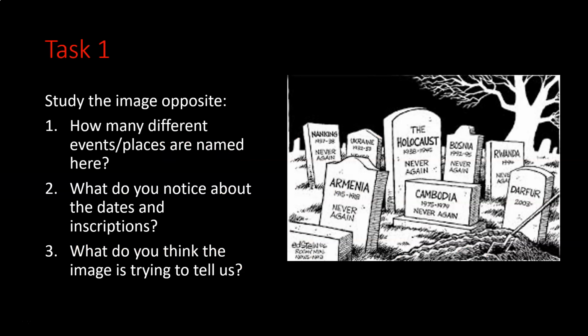So task one for today, what I want you to do here is there's an image there, a very famous image that looks at trying to represent genocide and what genocide is. So what I want you to do is to study this image. I want you to tell me how many different events or places are named here. Okay, what do you notice about the dates and inscriptions on each of these headstones? And what do you think the image is trying to tell us?